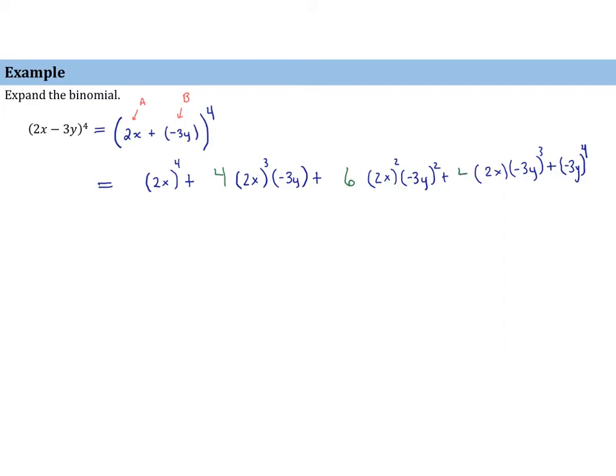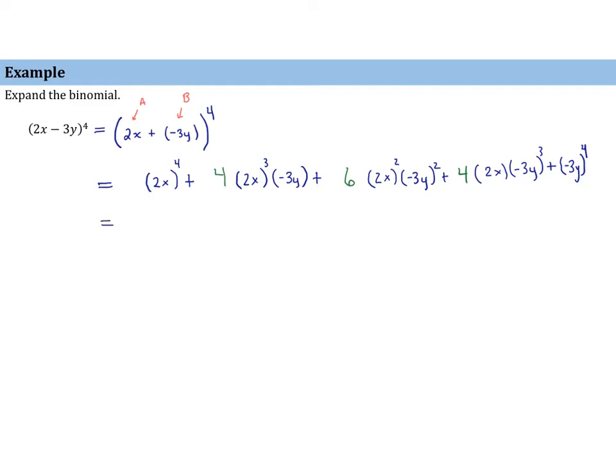which is 4. Now, our last coefficient should always be 1. Let's double check that. Exponent is 1 times 4, and this is the fourth term, so 1 times 4 divided by 4 is 1, which corresponds to what we have here. So, let's go ahead and simplify this expression.